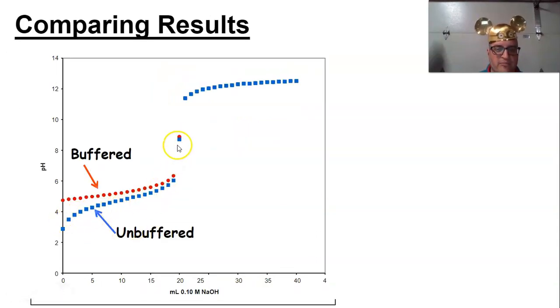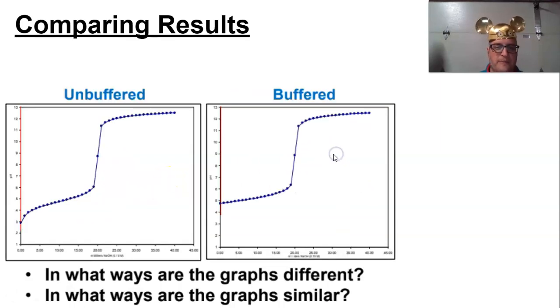So again, here's another way to compare unbuffered to buffered, because again, they want you to look at these. Can you tell if it's even buffered by the titration curve? So again, in what ways are the graphs different? What are they similar? Equivalence point, same. Endpoint, same. Initial is going to be different, right? The initial pH will be different. And you can see the change going from the initial to the end to the equivalence point will be much more gradual in a buffered than an unbuffered.